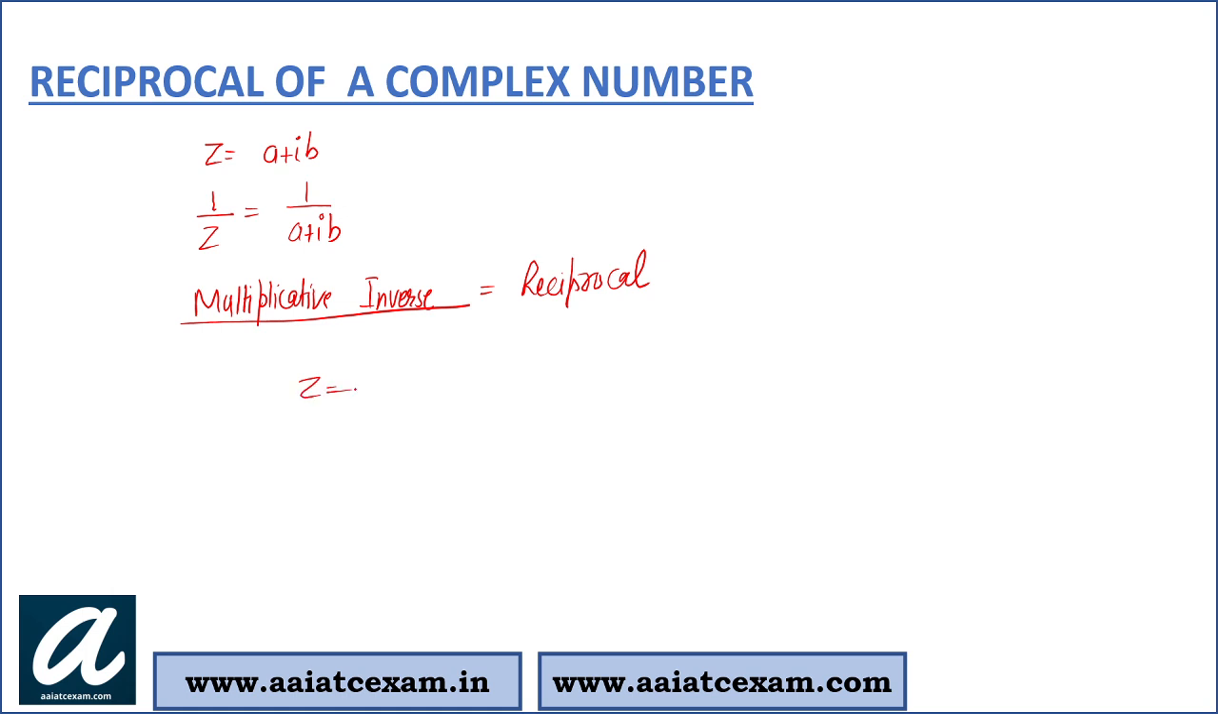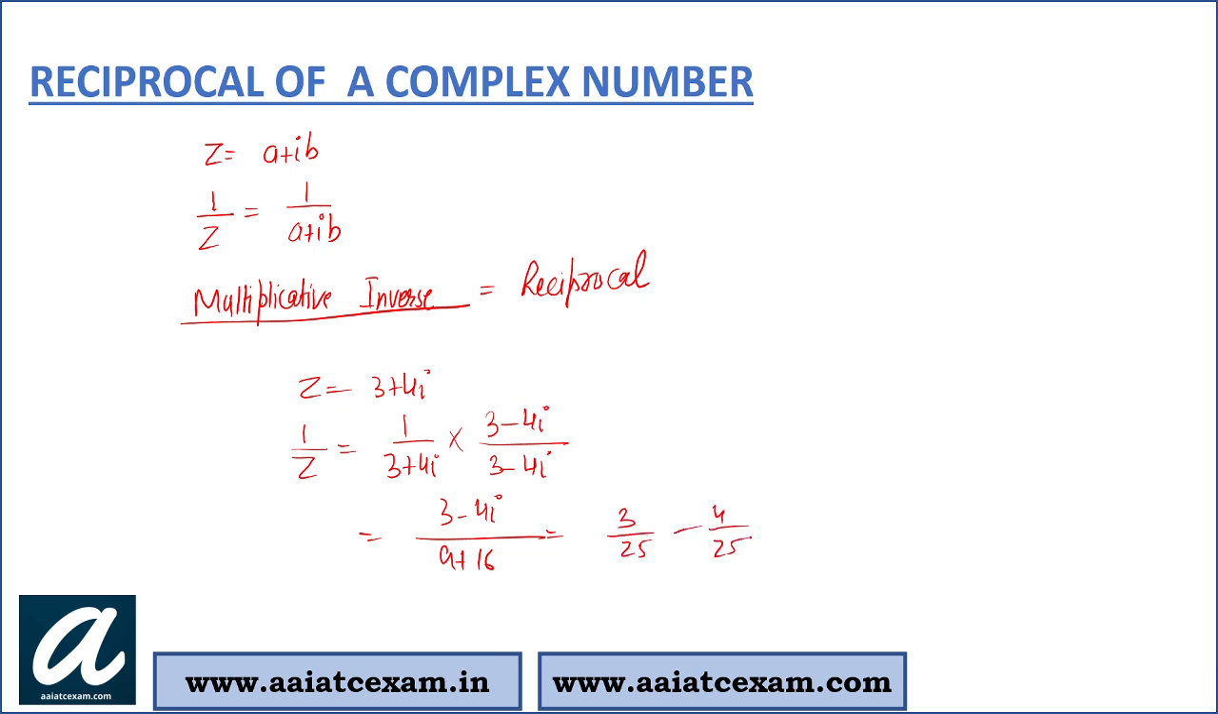Consider you are provided with 3 plus 4 iota. So what is the reciprocal of this number? It is 1 upon 3 plus 4 iota, but this is not in the standard form. So just rationalize the denominator. You will get 3 minus 4 iota upon 9 plus 16, which is 25. So the answer is 3 by 25 minus 4 by 25 iota. I have calculated it again and again, that's why you can remember it now.